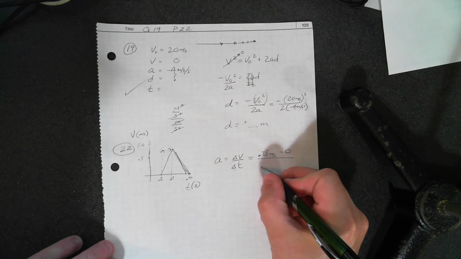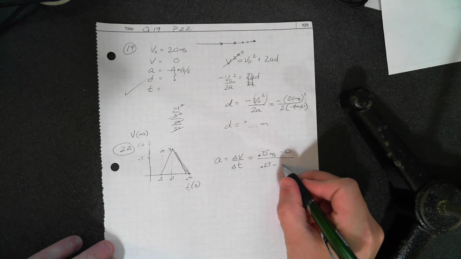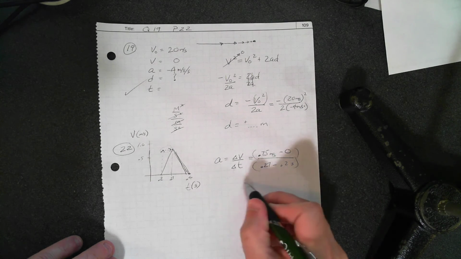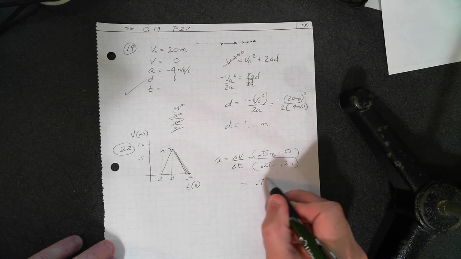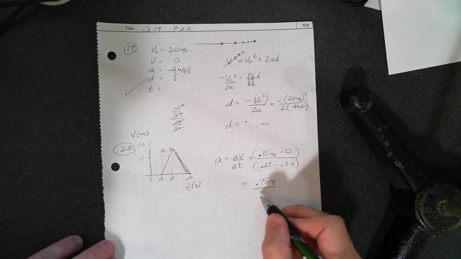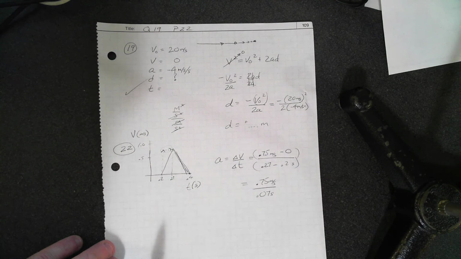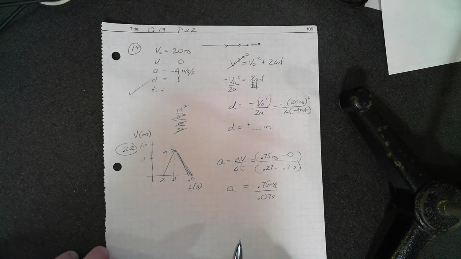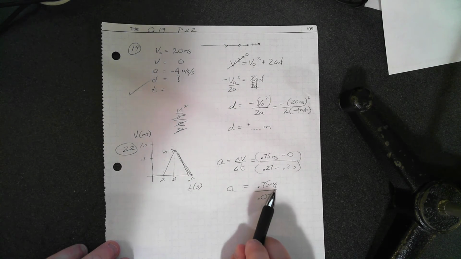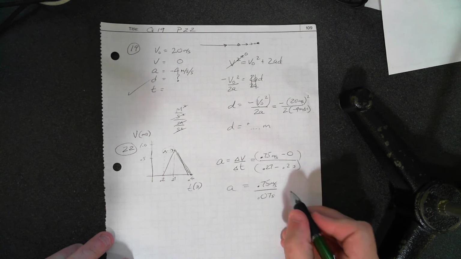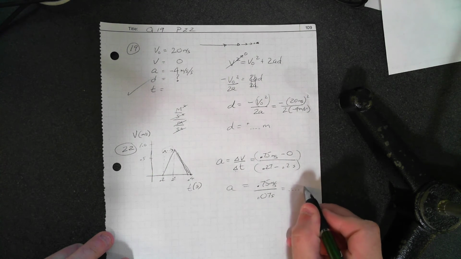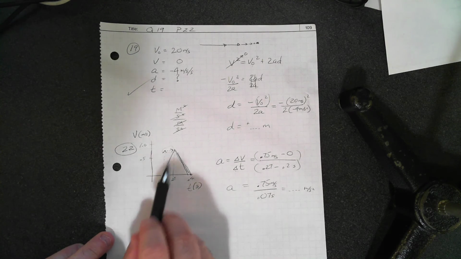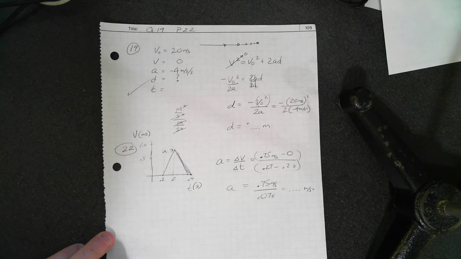So my change in time, 0.27 minus 0.2. These are in seconds. And calculate away. 0.75 meters per second divided by 0.07 seconds. And you'll get your acceleration in meters per square second. Because meters per second divided by seconds gives you another seconds in there. And my answer should come out positive. I've got a positive slope here. I should have a positive acceleration.